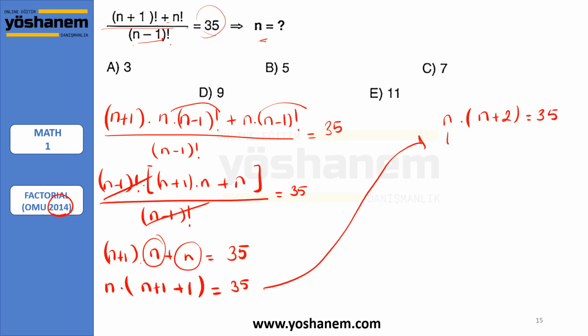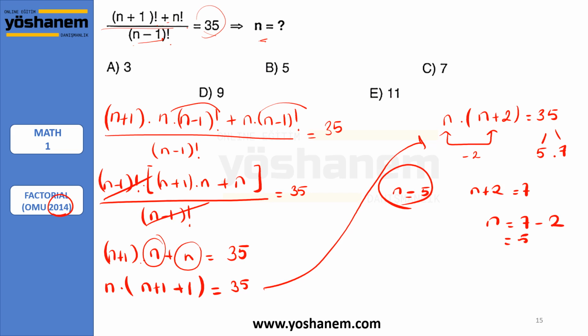So here look at these numbers. There are two differences between them, right? If I factor out 35 and find two numbers that have a difference of two between them, it will be the answer, 5 times 7, right? So here n is 5 and plus 2 is 7. Let's check here. 7 minus 2 is also 5, and that's my answer.